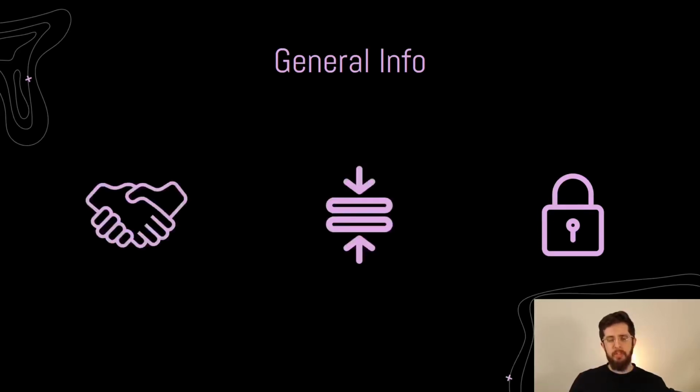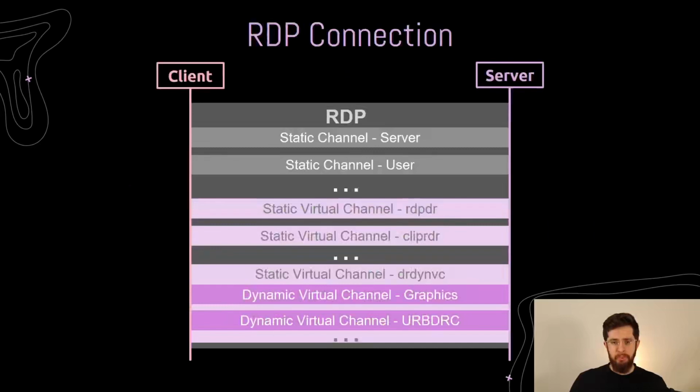Next, we also have security in RDP. So the protocol has some security features built into it. For example, it mandates some sort of data encryption level to be activated. And it makes the protocol somewhat secure at the base level. So these are the general stuff that you should know.